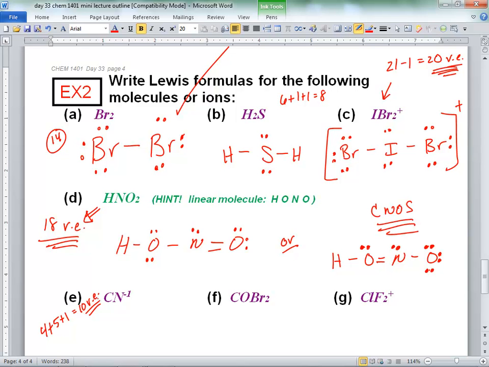2, 4, 6, 8, 10. Hey, that looks good. It works, right? Everybody's happy. Yeah, and you got the brackets and the minus. Wow. Alyssa's figured it out. Lauren's got it. Right?